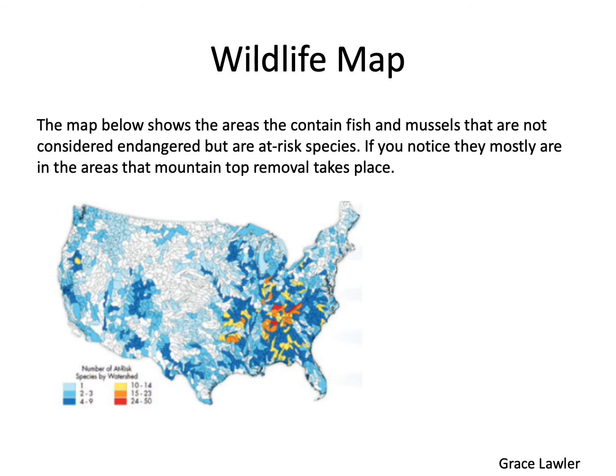The map on this slide shows the impact that mountaintop removal can have on species in their areas. This map shows the fish and mussel species that are considered at risk, and if you notice the areas that those red and orange and yellow spots are in, those are areas where mountaintop removal mostly takes place.